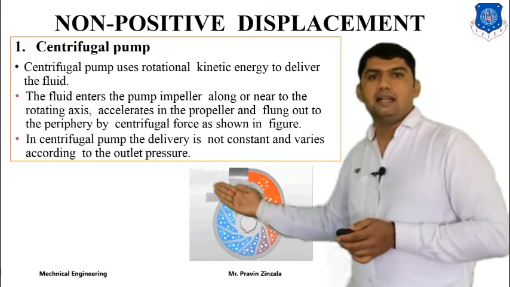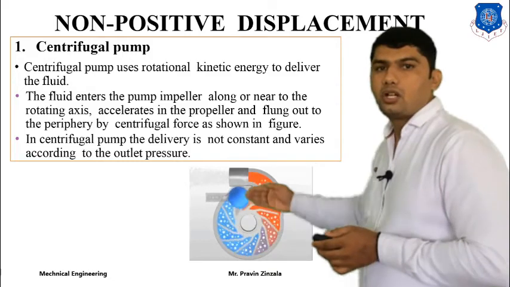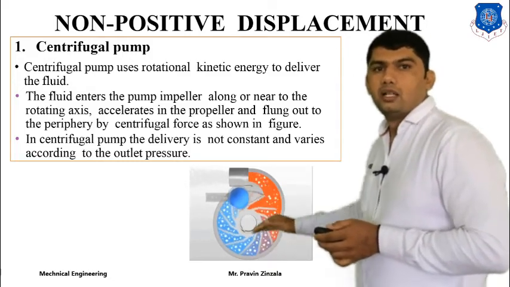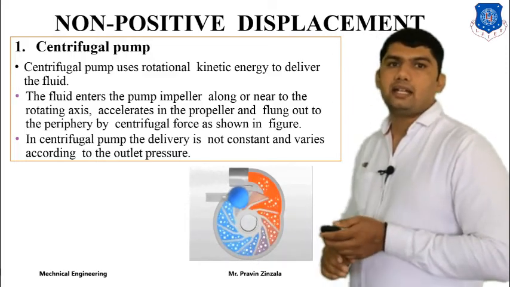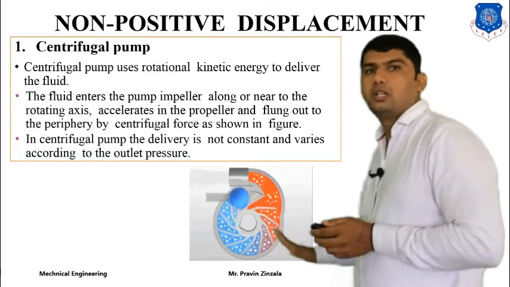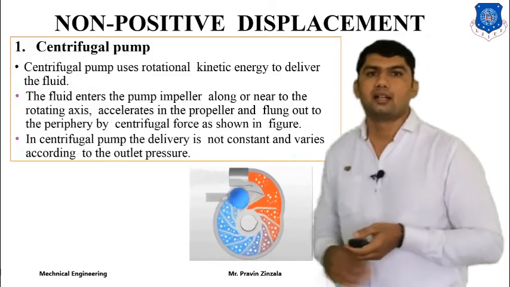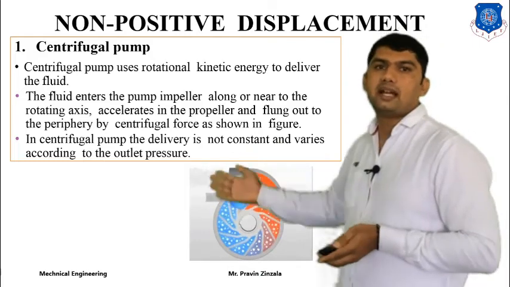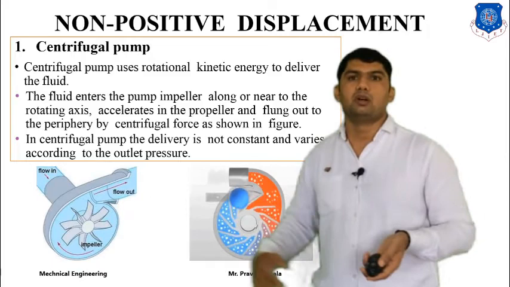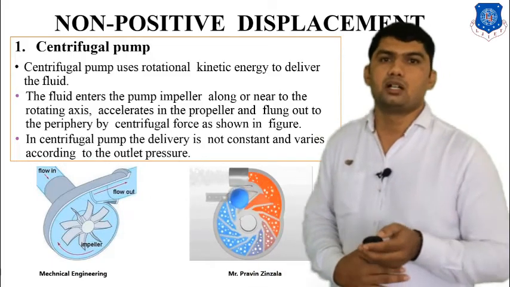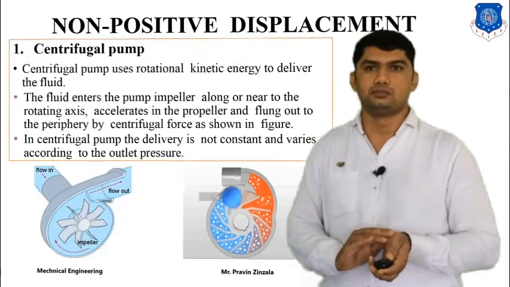At the inlet portion, due to the vacuum created, fluid enters, and due to the rotation of the impeller, the fluid's kinetic energy increases. Due to the casing of the centrifugal pump, the kinetic energy is converted into pressure energy, and finally we get the fluid. This is also a schematic diagram of the centrifugal pump. Mostly centrifugal pumps are used for the transfer of high quantities at a lower pressure.